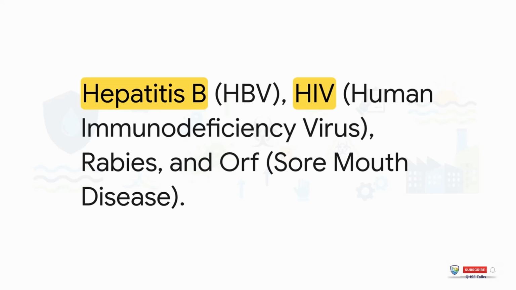Next up, viruses. You'll definitely see these pop up, especially in healthcare settings. Agents like hepatitis B and HIV are pretty common knowledge, but don't sleep on the zoonotic diseases. The ones that jump from animals to people. A perfect example is ORF, also called sore mouth disease. It's a real-world risk for anyone working with livestock like sheep or goats.